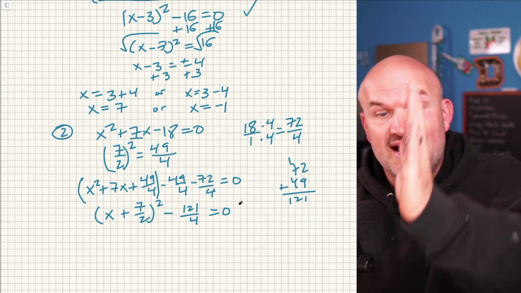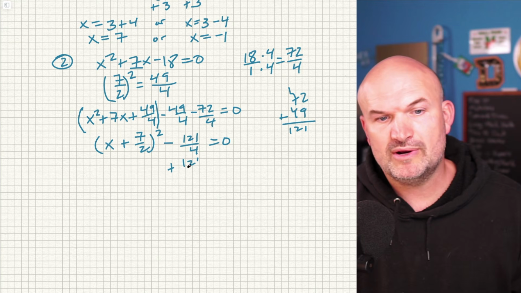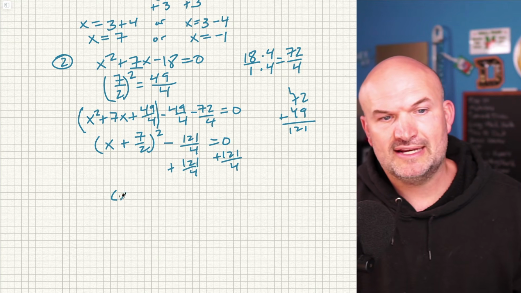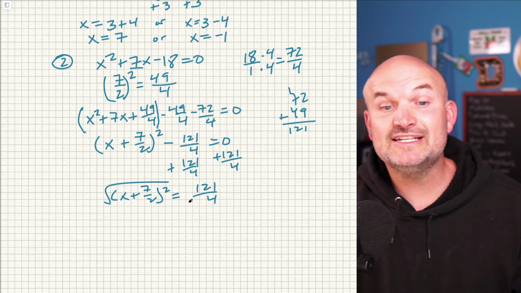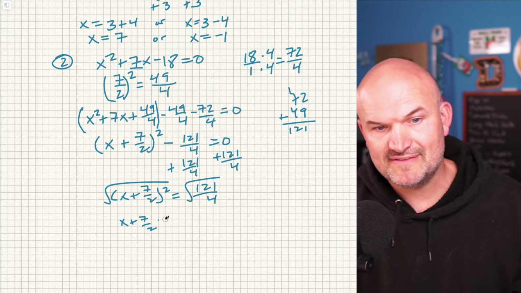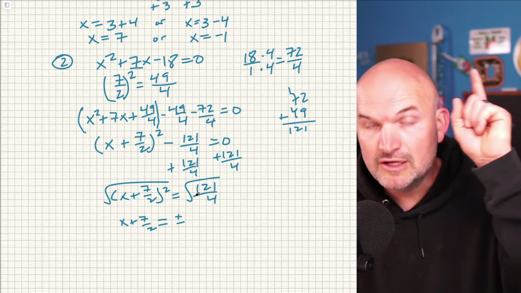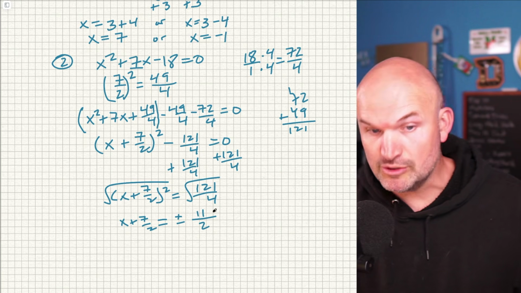All we simply do is add this over and then introduce the square root. So I'm going to take 121 over 4 and add that to both sides, and then I get x plus 7/2 quantity squared equals 121 over 4. Again, introduce the square root on both sides. x plus 7/2 is equal to plus or minus the square root of 121, which is going to be 11, over the square root of 4, which is going to be 2.